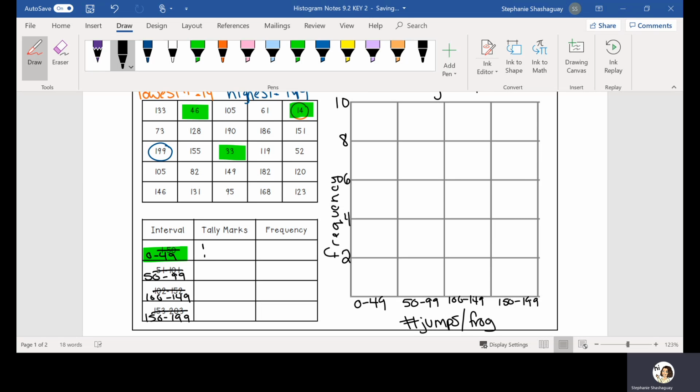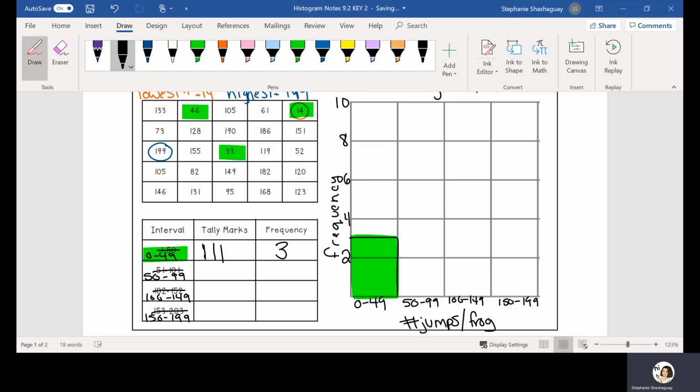So I can mark off my 1, 2, 3 tally marks. My frequency here is 3, and I can fill in my bar graph up to 3, fill in that whole interval in either color or shade it in. You can just shade with pencil. It doesn't have to be color-coded like mine is. Mine's just more visually appealing for you as you watch the video.